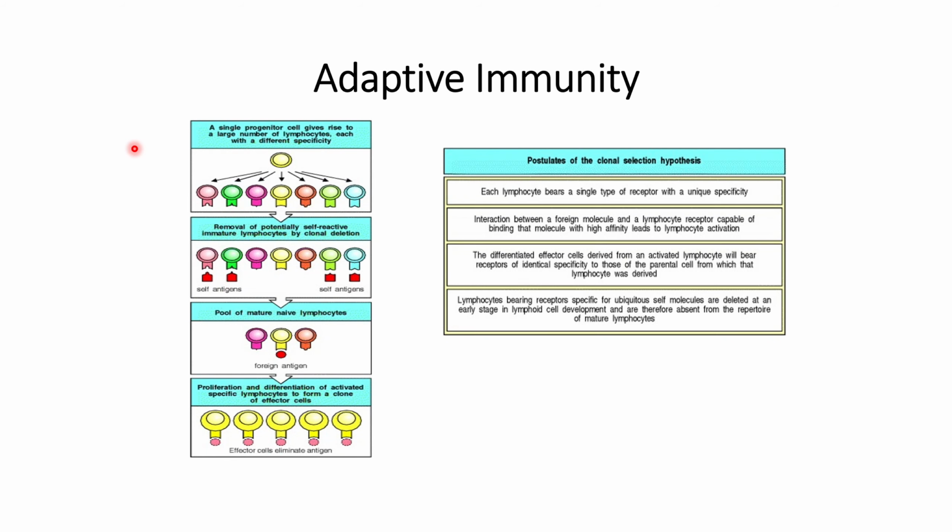In this video, we will discuss adaptive immunity. In the previous video, we discussed innate immunity. However, there is a problem in innate immunity. In order to get innate immunity activated, it needs to recognize a specific molecule or receptor that is present on the foreign things or the bacteria.